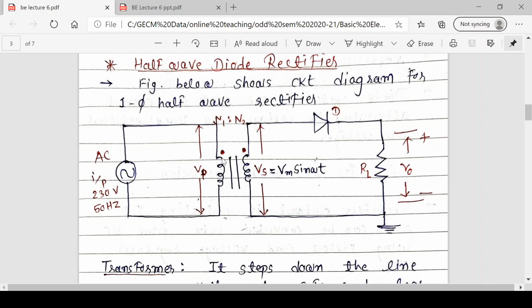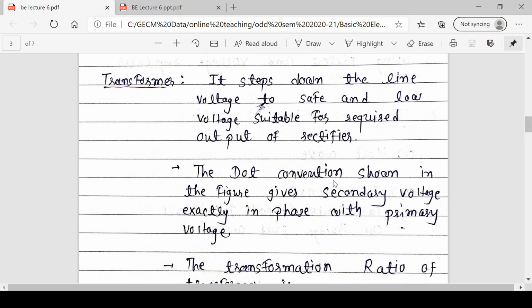Now look at these two dots. It is called a dot convention. There are two dots on primary and secondary. It simply means that the primary voltage and secondary voltage will always be in phase. That means there is no phase difference between both the voltages. If there is a positive cycle in primary, simultaneously there will be a positive cycle in secondary. And if there is a negative cycle in primary, at the same time there will be a negative cycle. So both the voltages are in phase, only the amplitude will change according to the turns ratio. So that is called the dot convention.